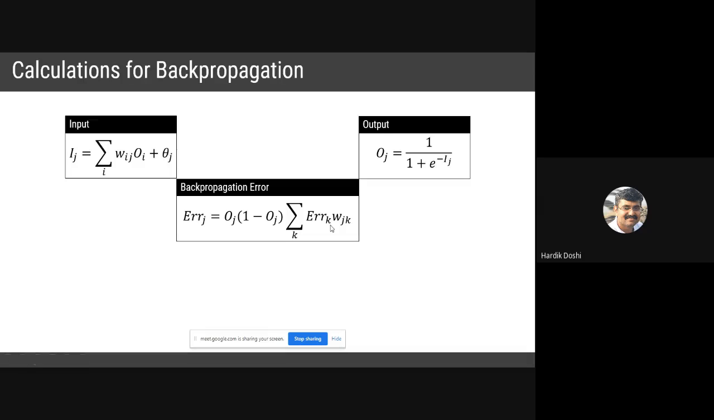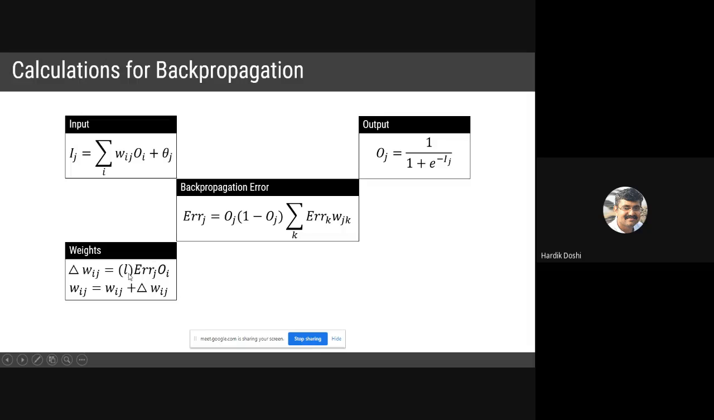Then, sir, what are we supposed to do? Now we are supposed to modify the weights. And for modifying the weights, we have the formula L into error J into OI. Error J, what we computed over here, is given as an input and multiplied with the corresponding output of that particular unit.